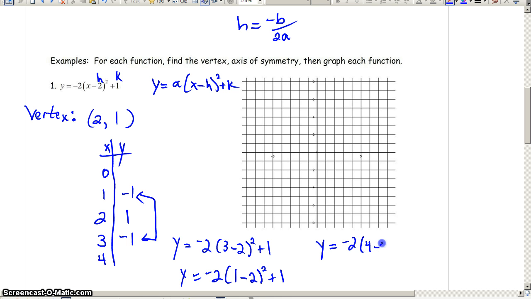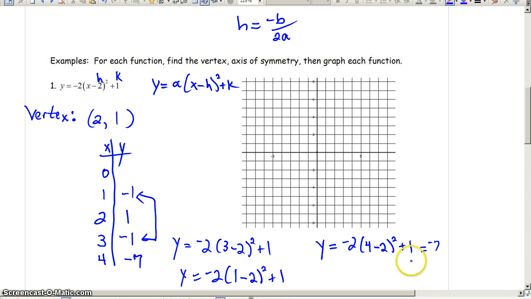Replace your x value of 4 in that original equation. 4 minus 2 is 2. 2 squared is a 4. 4 times negative 2 is negative 8. And negative 8 plus 1 is actually negative 7. So we'd get all of this to be negative 7.